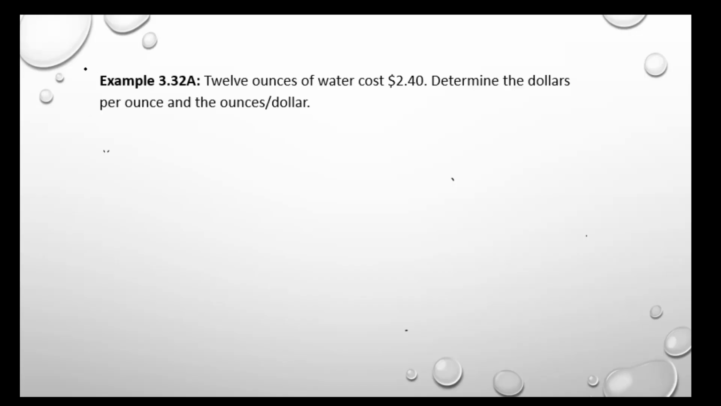If I asked you something like this, you'd have a calculator. But what's important here is what they're asking and how to go about it, and what your answer is. So it says you have 12 ounces of water, costs $2.40. Determine the dollars per ounce and the ounces per dollar. So per means divide.